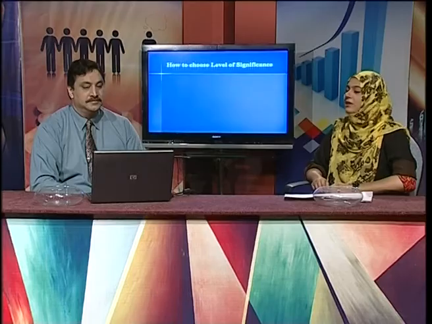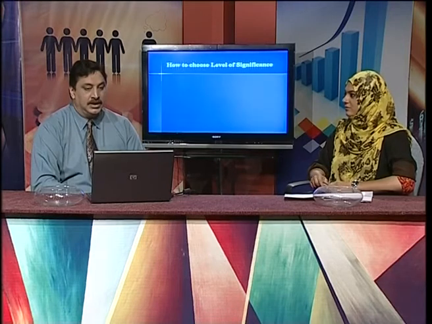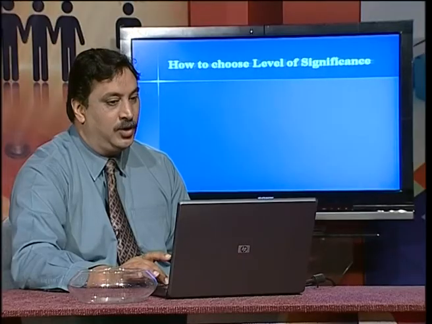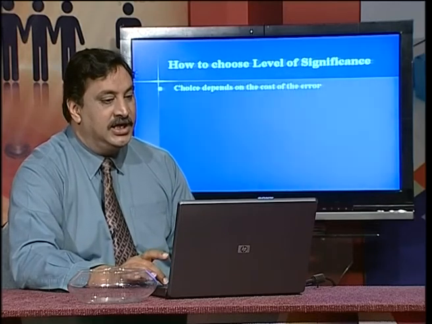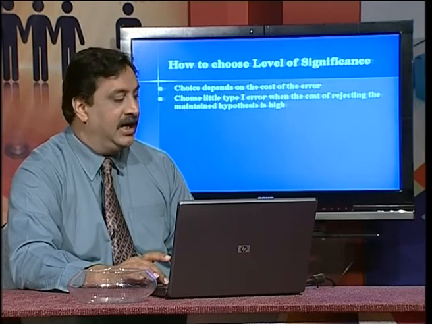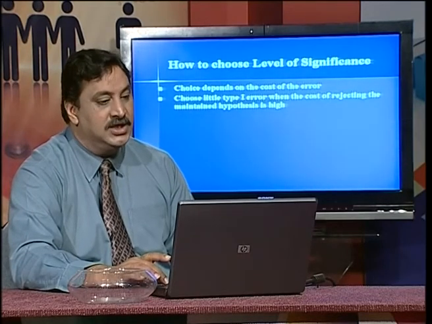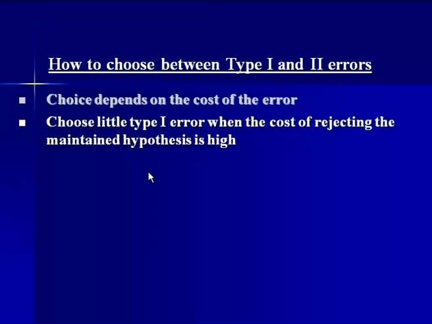Okay. Sir, how do we decide upon a particular level of significance for testing purposes? Yes, this is important in testing of hypothesis. What is the level of significance? Maybe it's 1%, maybe it's 5%. Generally, the researcher uses the level of significance, and these are the following guidelines to adopt it. The choice depends on the cost of the error. Okay, how much error you may afford in your study. Secondly, choose a little type 1 error when the cost of rejecting the maintained hypothesis is high.